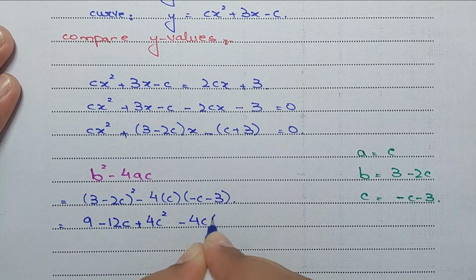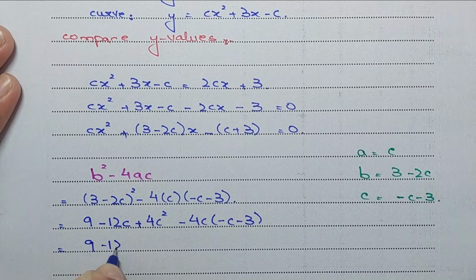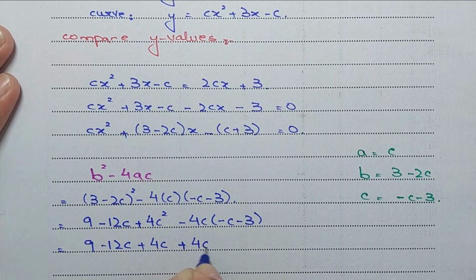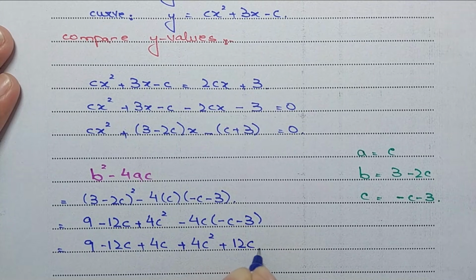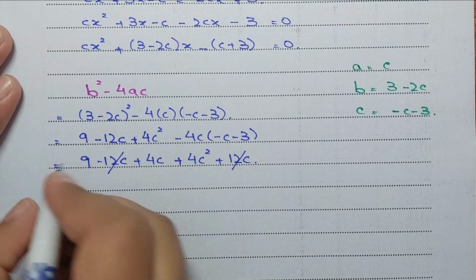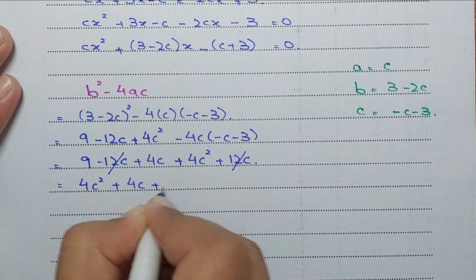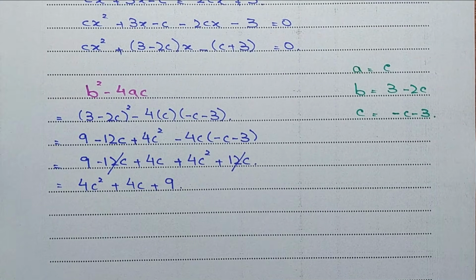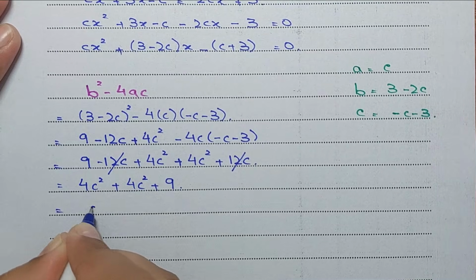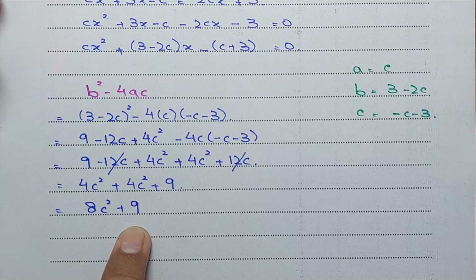Minus 4c is multiplying with minus c and minus 3. So 9 minus 12c plus 4c square, minus times minus is plus, and plus 12c, right? Now this minus 12c and plus 12c cancel out. Sorry, this is squared, so this is also squared, so we are left with 8c square plus 9. Now this is the discriminant, right?